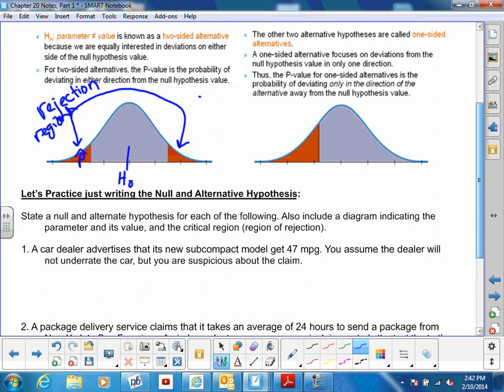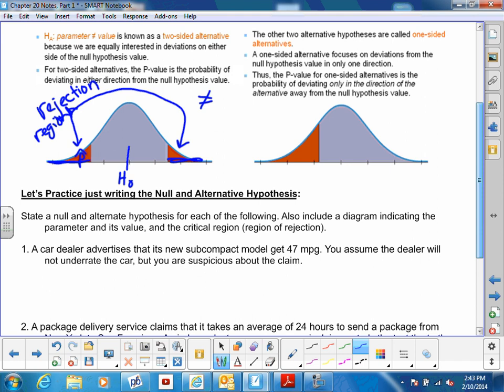This is a not equal to situation because I don't know if it's really, really low or if the problem is really, really high. I just know that it's not equal to, it's far enough away in one of these directions that I'm going to reject the claim.